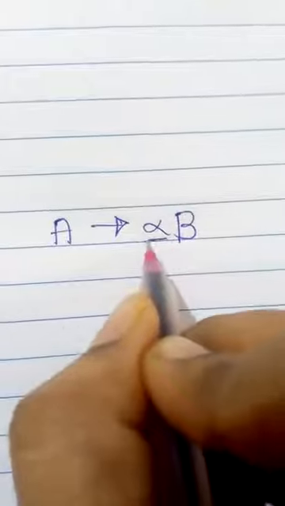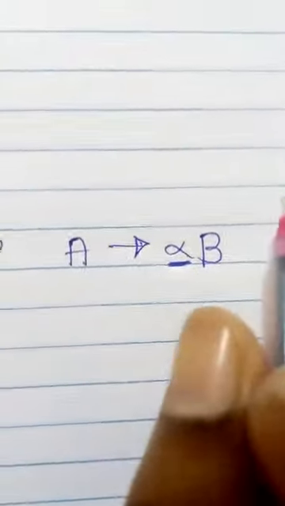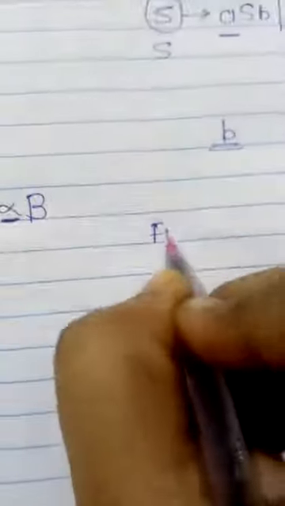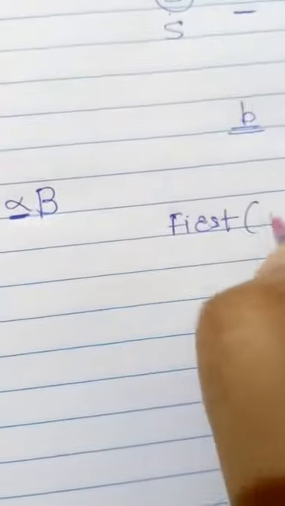So there are three rules in order to compute the first. First rule says, if you have a production rule, let's say A gives you alpha B, where alpha is a terminal. Getting it? A gives you alpha B, where alpha is a terminal, then first of A must have alpha in it, where alpha is a terminal.